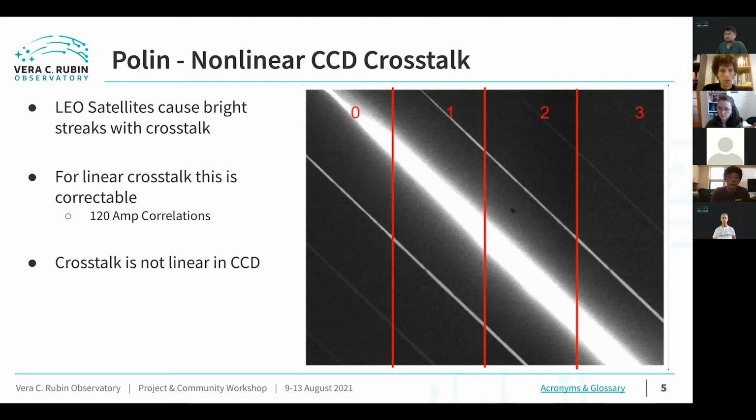Usually crosstalk is a linear effect: for a given brightness, you have a correlation multiplier that you can just calculate to find how bright the crosstalk effect would be, and then it would be correctable. For a given CCD, there would be 120 amp correlations because we have 16 amplifiers, and we could coordinate with whoever has the satellites to just run them over LSST, and then we would be able to characterize that out. The problem that we're finding is that crosstalk is not linear in the LSST CCDs. And so those are the big 3 takeaways I want you to have.